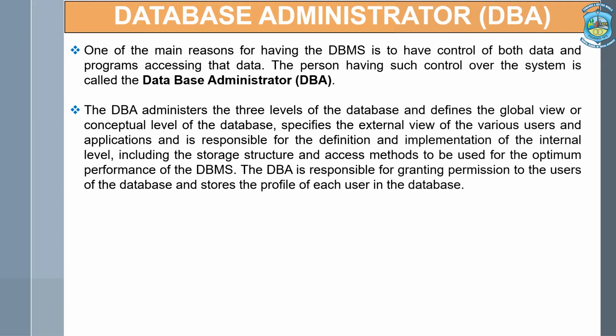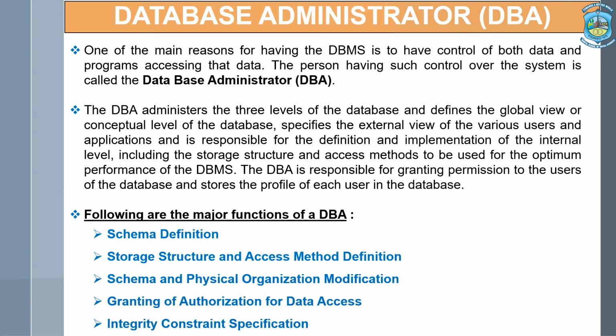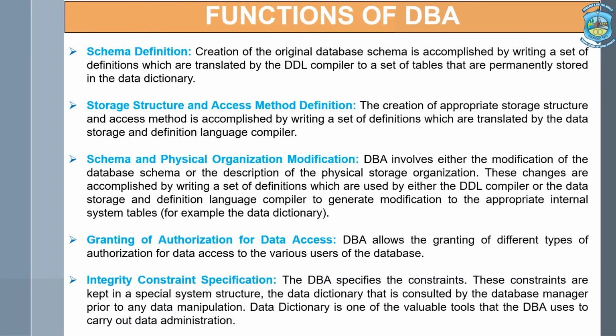The DBA is also responsible for granting various user permissions or access rights to access different parts of the DBMS. These are the major functions of a DBA. First, schema definition, that is the design of the database. Storage structure and access method definition. Schema and physical organization modification as well as maintenance. The granting of authorization for data access, that is the passwords, etc. And integrity constraint specification. All these things are done by the database administrator. This is a brief of all the functions of a DBMS in detail.